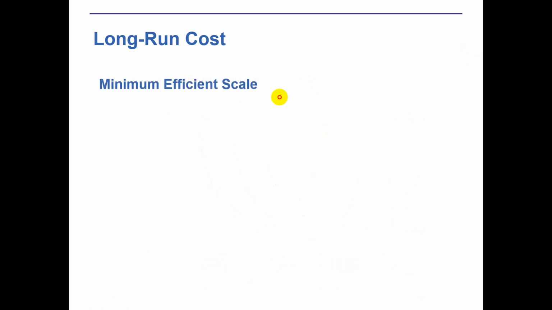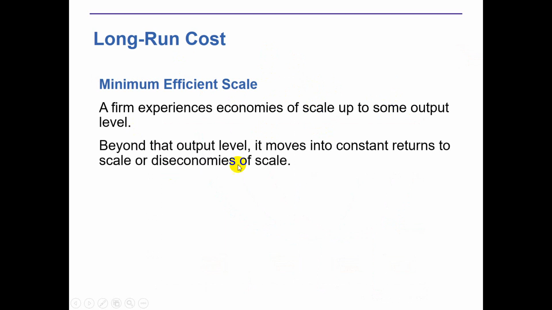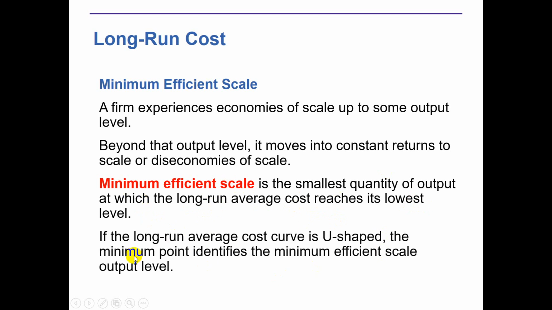So what is the minimum efficient scale? If a firm experiences economies of scale up to some output level, then beyond that output level, it moves into constant returns to scale or diseconomies of scale. So minimum efficient scale is the smallest quantity of output at which the long run average cost reaches its lowest level. So we can say that is our minimum efficient scale. If the long run average cost curve is U-shaped, the minimum point identifies the minimum efficient scale output level.